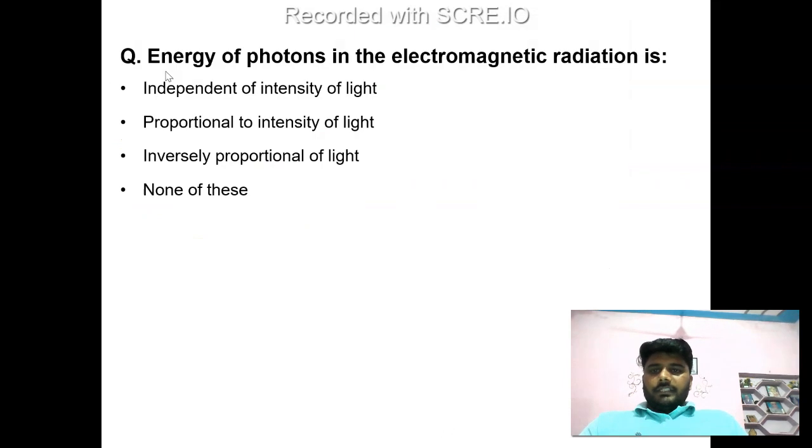So the next question is about the energy of photons in electromagnetic radiation. This is a very interesting question. You have to tell me the relation between the intensity of light and the energy of photons. You are given four options here: independent of the intensity of light, proportional to the intensity of light, inversely proportional to the intensity of light, or none of these.